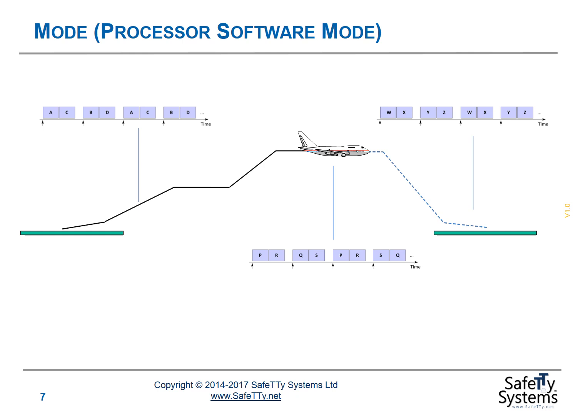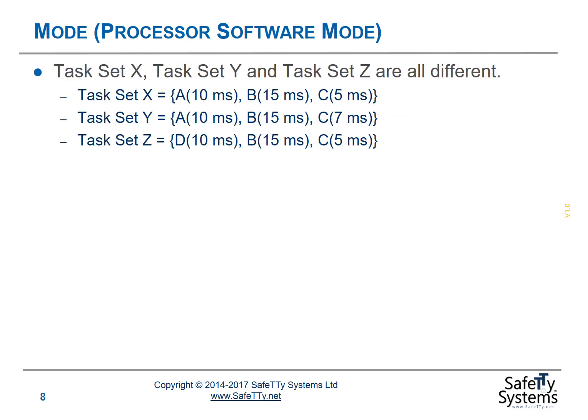So we have different modes, different processor software modes, that we usually refer to as modes, and in each of these modes we're running a different task set. More formally, task set X and task set Y and task set Z below are all different. If you consider task set Y and task set Z, the difference between these task sets is straightforward. In task set Y, we're running task A, task B, and task C.